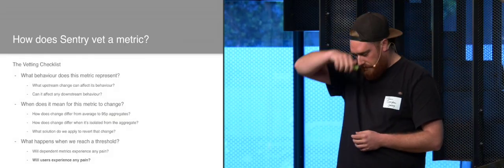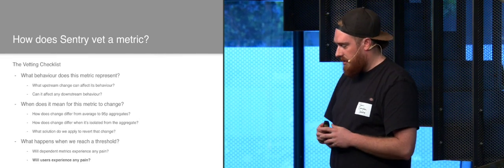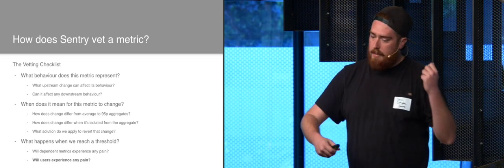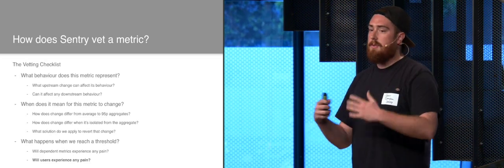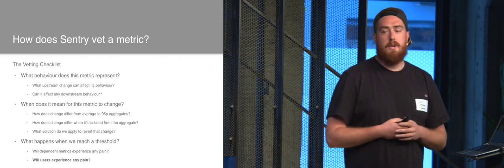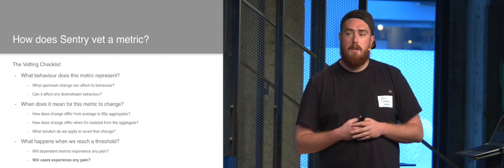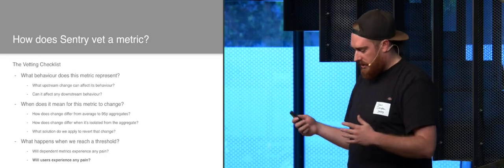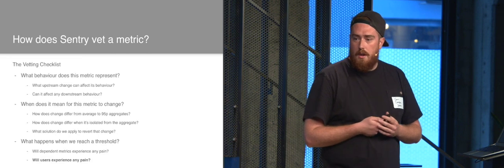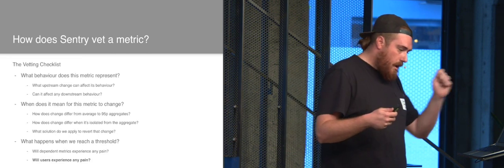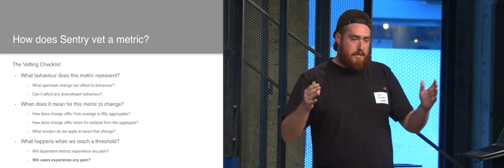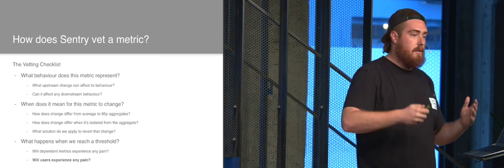Realistically, back in the beginning, I said, how does Sentry vet a metric? And what we do in order to break it apart into those three things is we go through this checklist. In this checklist, we start off with what behavior does this metric actually represent? What does this metric, my end-to-end processing times, mean in a single sentence without saying the word computers? It means that by the time I was given this, and by the time I processed it, n seconds, n minutes, n hours have occurred.